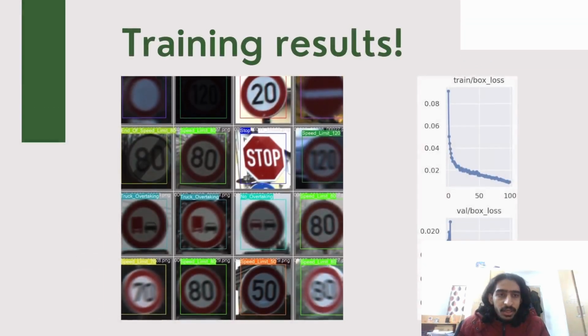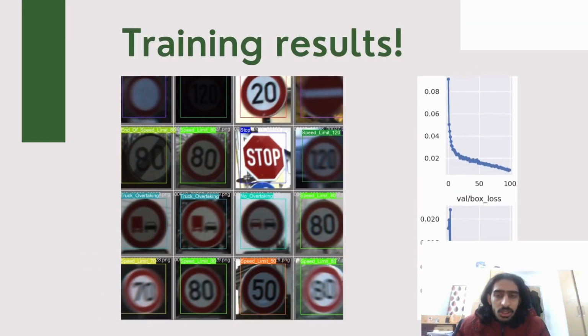These were the training results. As you can see, the validation loss also fell as the number of epochs increased. So now Aditya Rohela will take over for landscape detection.